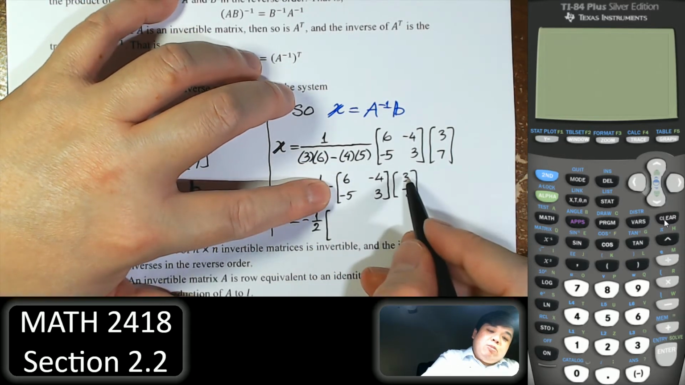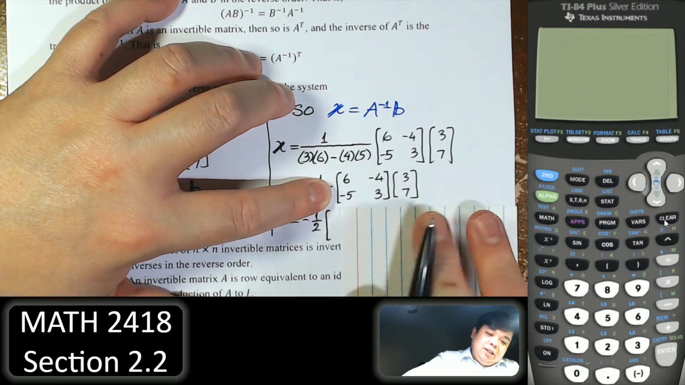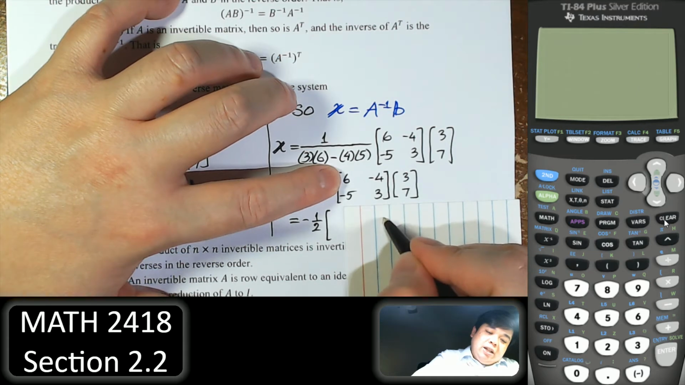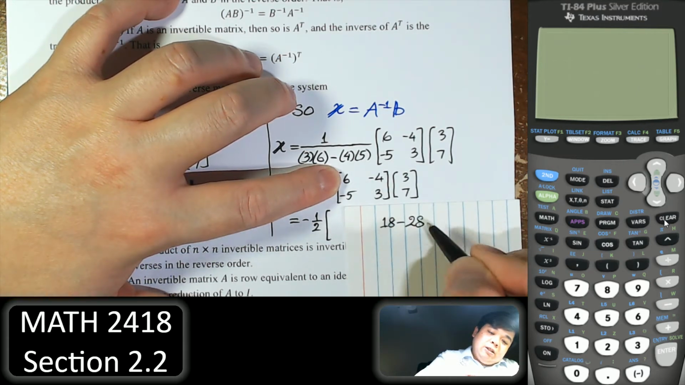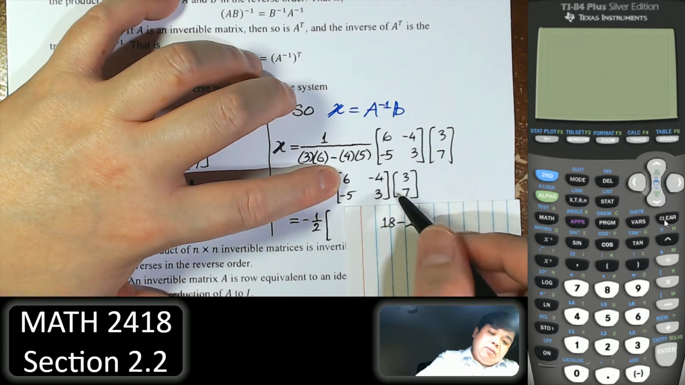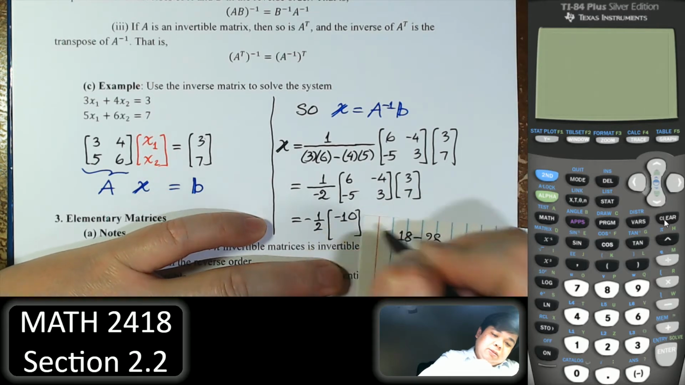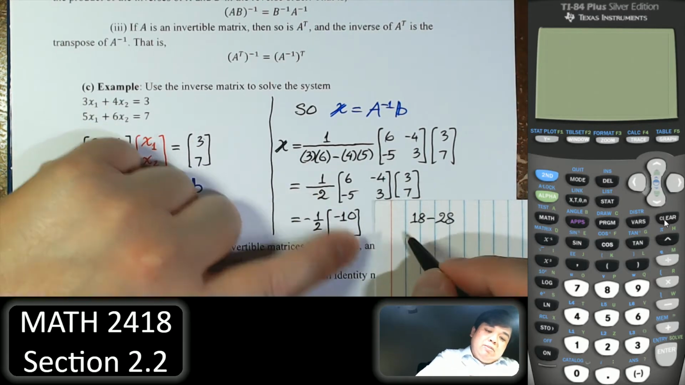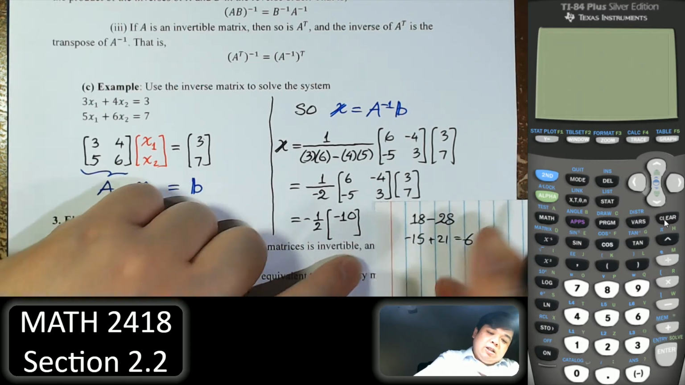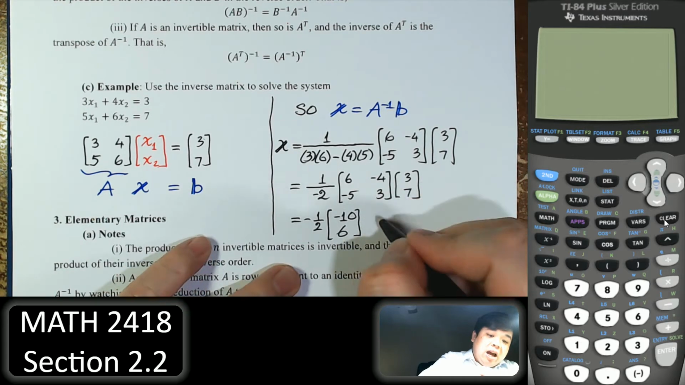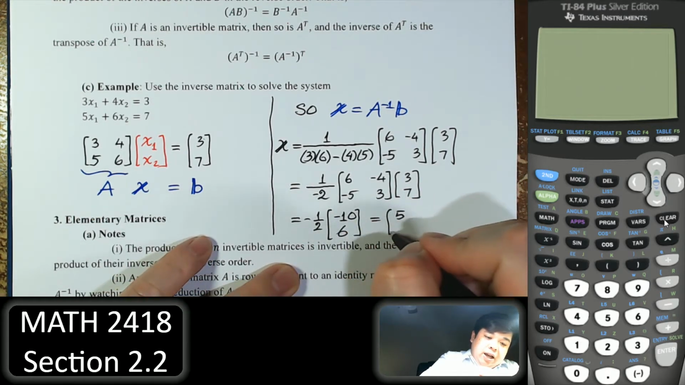Right, 6 times 3 is 18, row times column, so 18 minus 28, so that is minus 10, minus 15 plus 21 is 6. Multiply that inside, we have 5 and negative 3.